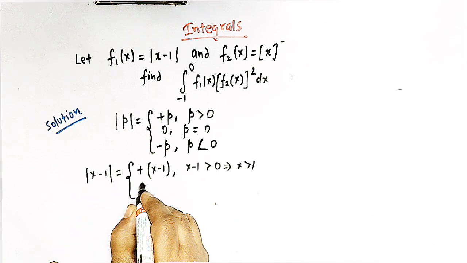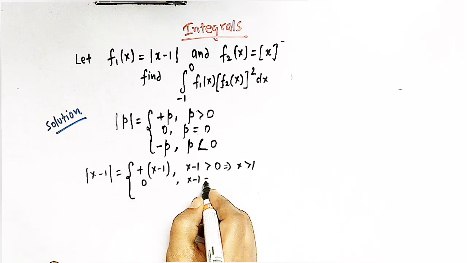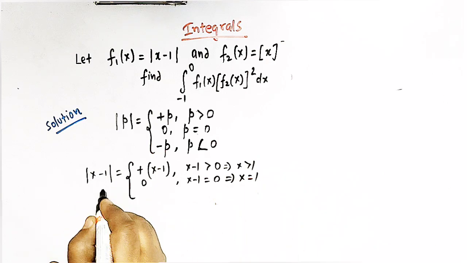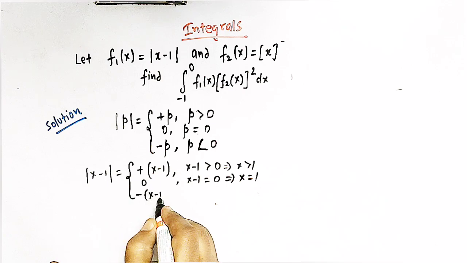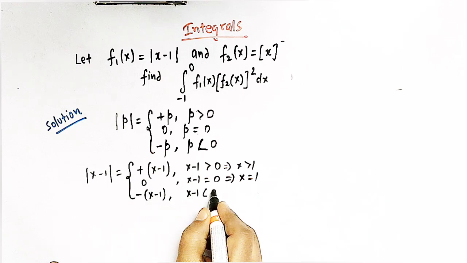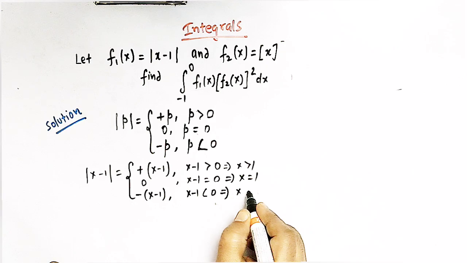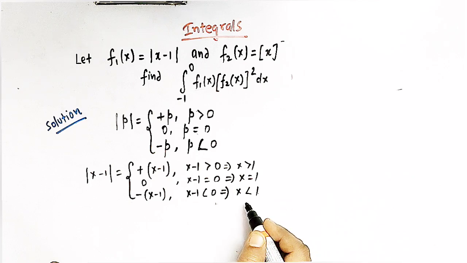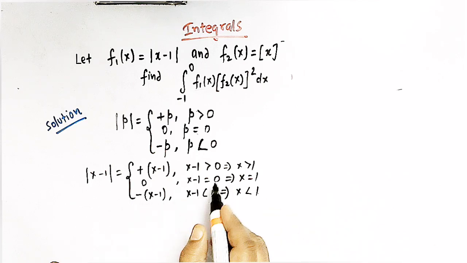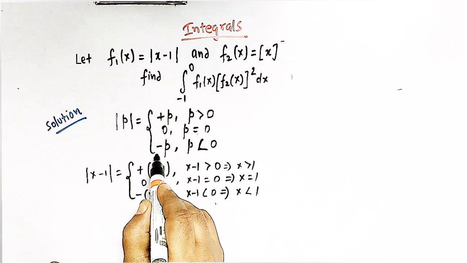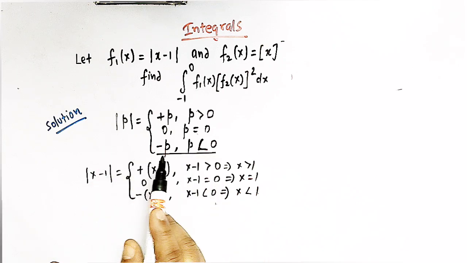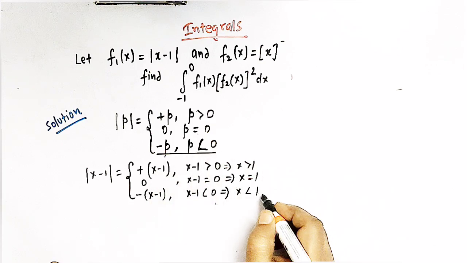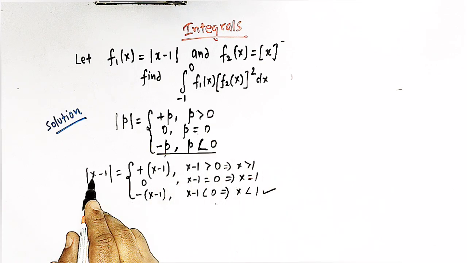And mod of x minus 1 is equal to 0 whenever x minus 1 is equal to 0, that is x is equal to 1. And mod of x minus 1 is equal to negative (x minus 1) whenever x minus 1 is less than 0, and this implies x is less than 1, right? So in this problem the important thing is to make use of this part of the definition, right? That is mod of p is equal to negative p when p is less than 0.